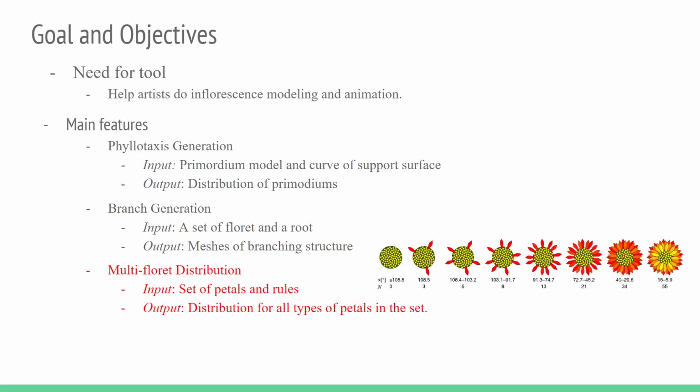The third one is multi-floret distribution. We can input the set of the petal and the roots, and we can get the different type of the distribution for all type of the petals in the set.